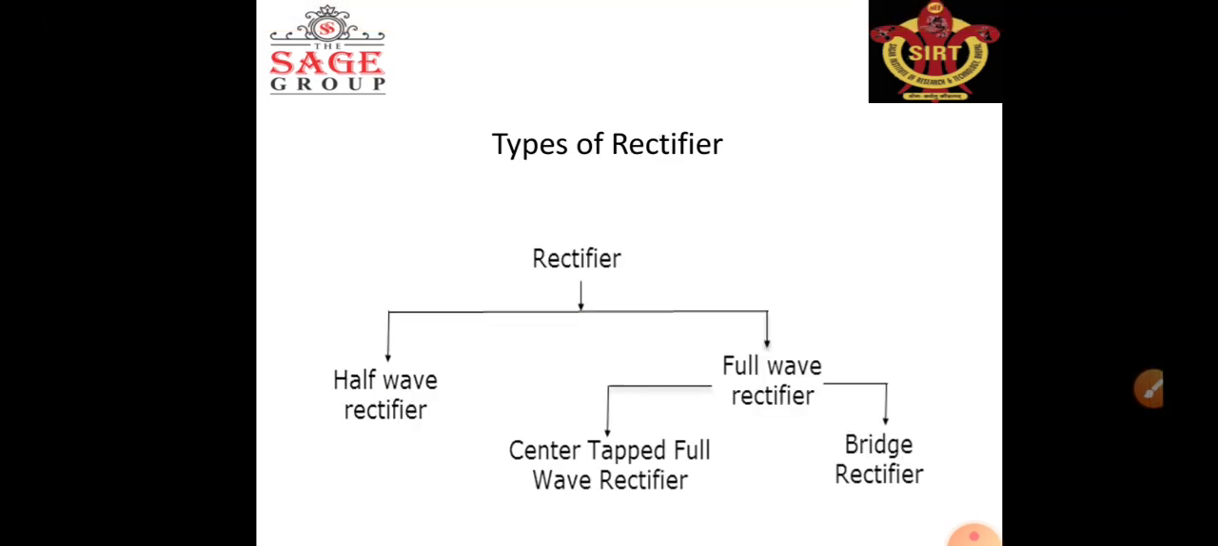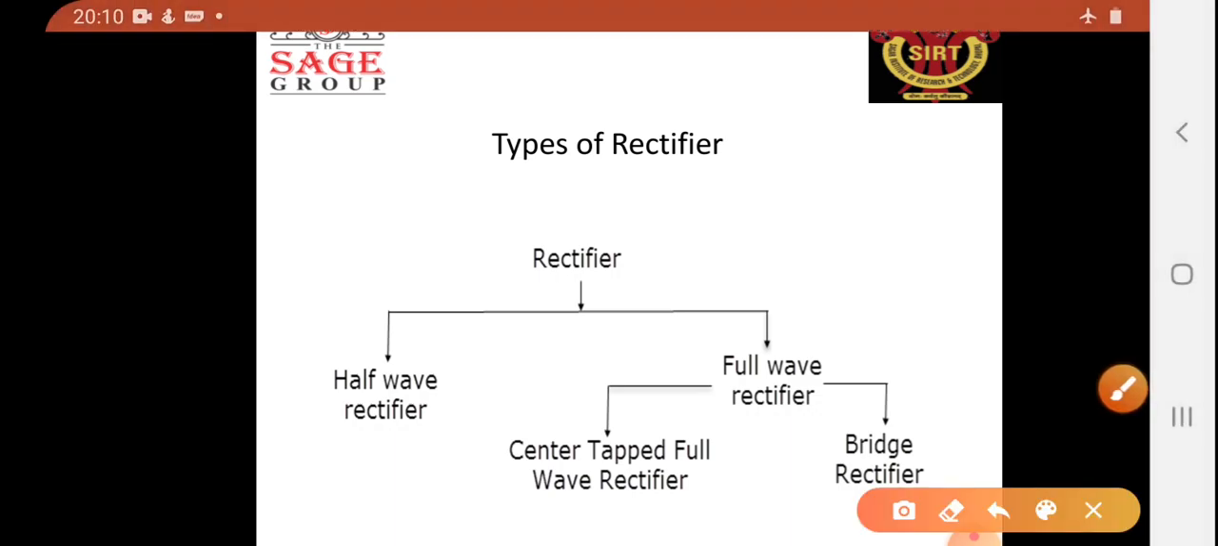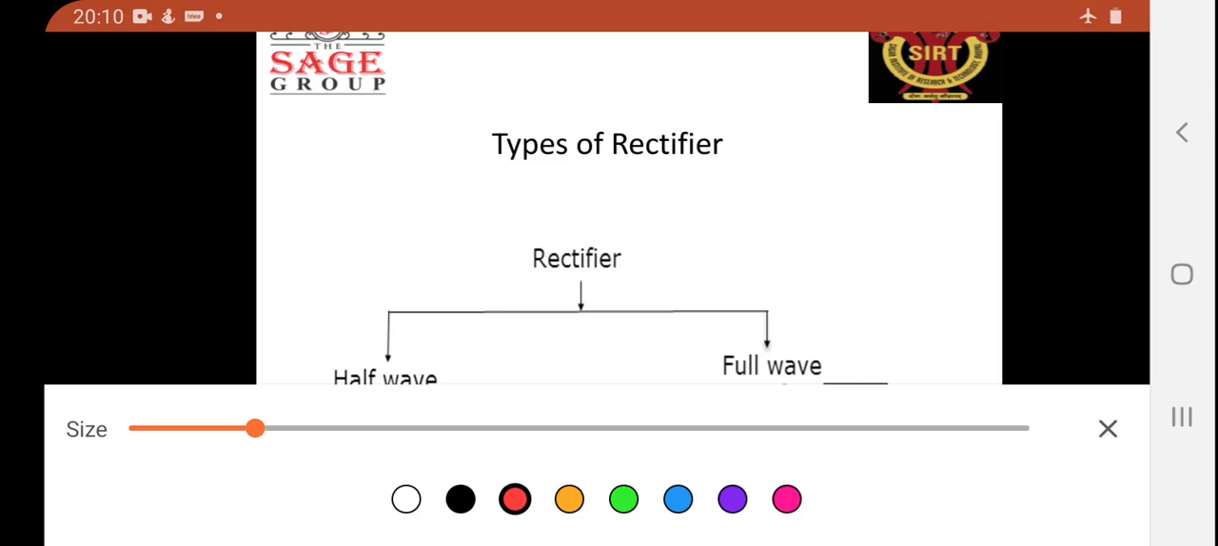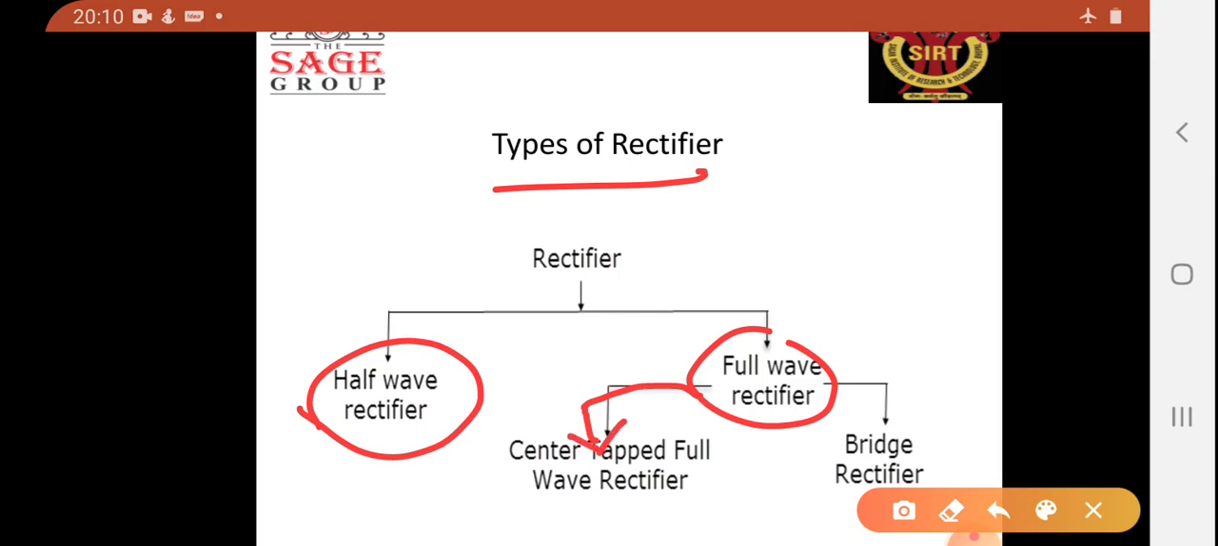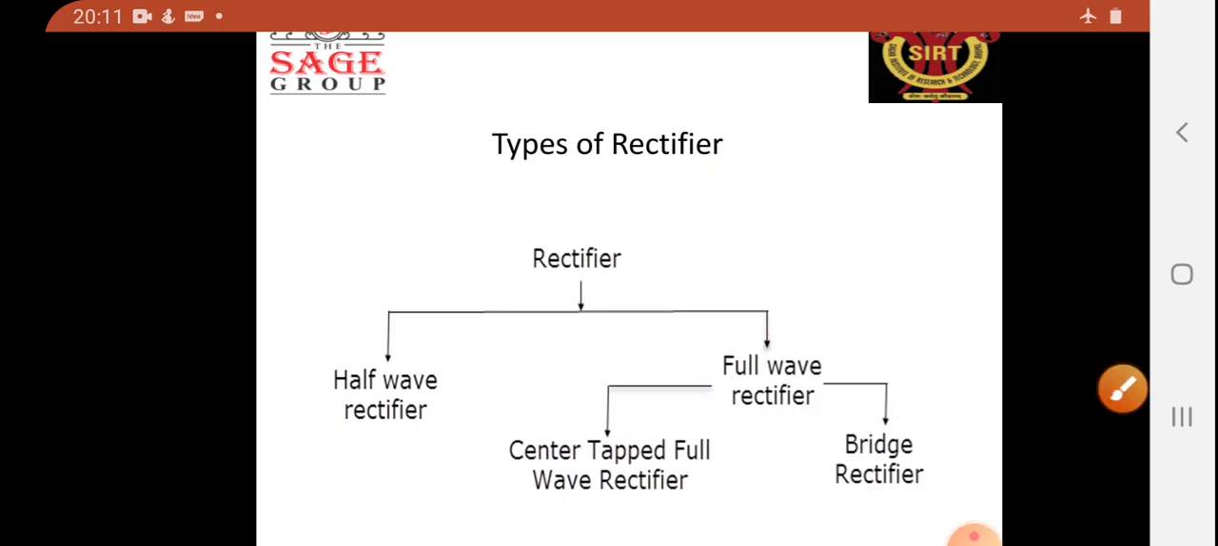There are two types of rectifier: half wave rectifier and full wave rectifier. And the full wave rectifier is again divided into the center tapped full wave rectifier and the bridge rectifier. We will study the half wave rectifier, the center tapped full wave rectifier and the bridge rectifier, and we will also compare the output of each type of rectifier, and the advantages and disadvantages of these rectifiers. So remember that there are two types of rectifier: half wave and full wave. And the full wave rectifier can be divided into two parts: center tapped full wave rectifier and bridge rectifier.